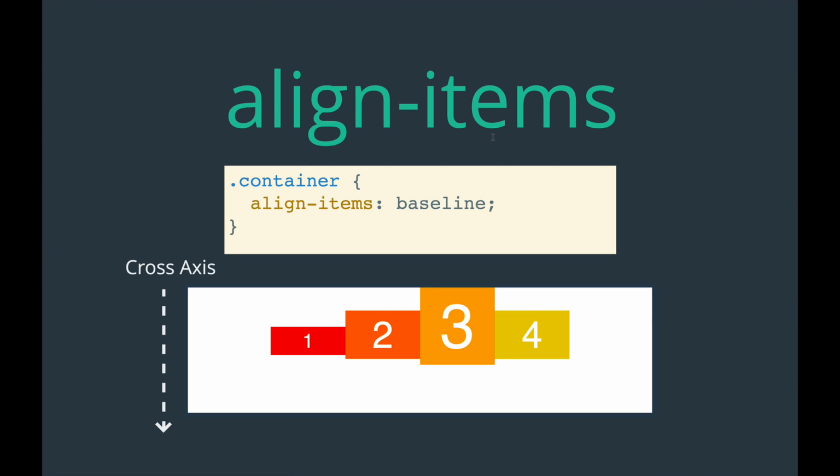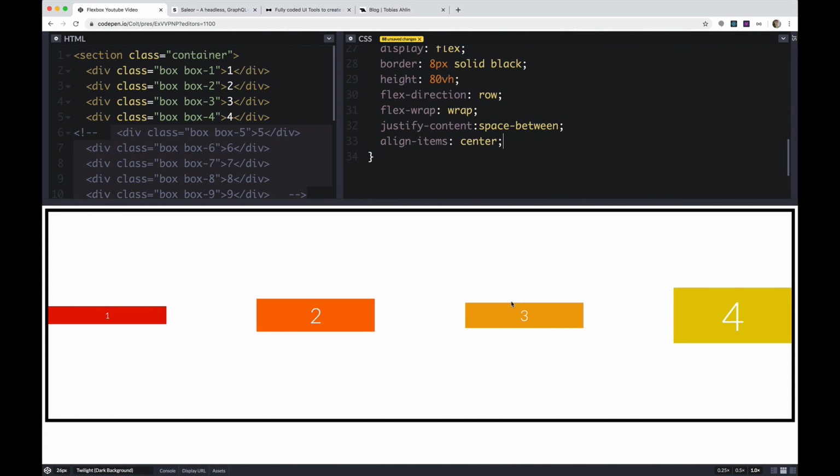So we have this other option, which is baseline, and baseline is going to align elements based off of the baseline for their text. I don't know what the exact terminology is, but let me just set it up for you. Baseline.